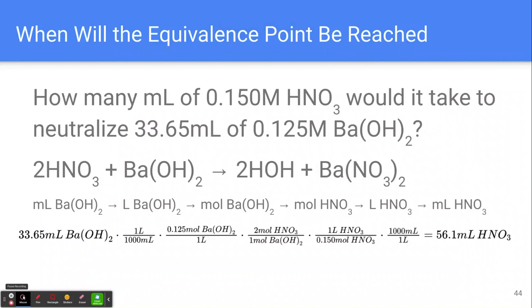All right, so for this problem, we're being asked how many milliliters of the 0.150 molar nitric acid it would take to neutralize 33.65 milliliters of the 0.125 molar barium hydroxide. Since we know the volume and molarity of barium hydroxide, that's where we start. We're going to get it out of volume into moles using the molarity, out of moles of barium hydroxide into moles of nitric acid using the mole-to-mole ratio. And then finally, we're going to get it out of moles of nitric acid into volume in liters using the molarity that we know for the nitric acid. So the 0.150 moles goes with moles and 1 goes with liters, and then out of liters into milliliters.